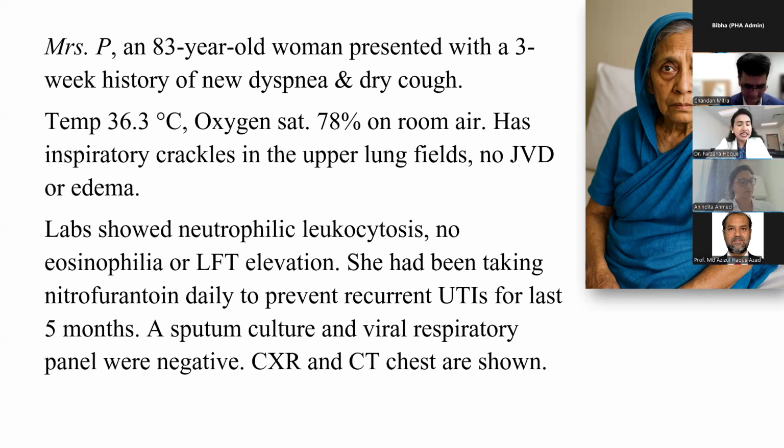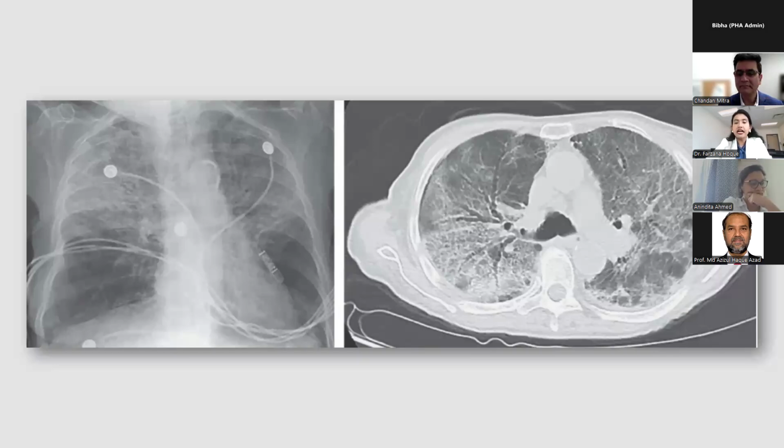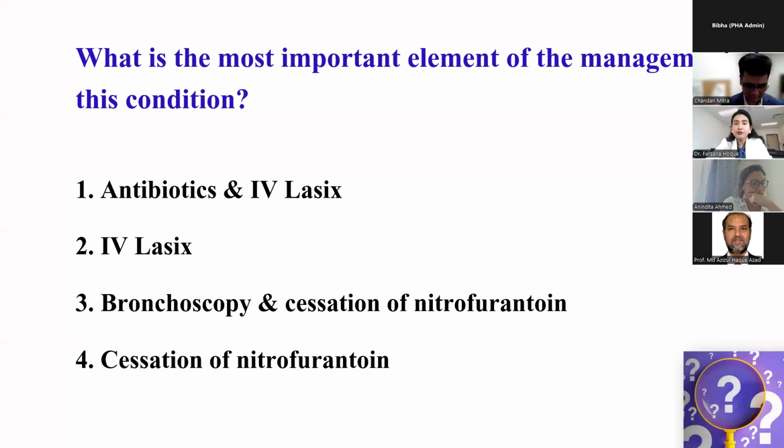Then you ordered a chest X-ray and CT chest. Let's see what they show. Definitely, it's not normal, that we can conclude for sure. So the question is, what is the most important element of the management of this patient? First, antibiotic. Second, IV Lasix. Third, bronchoscopy and cessation of nitrofurantoin. Or fourth, cessation of nitrofurantoin. I will again appreciate your participation in this third clinical case.